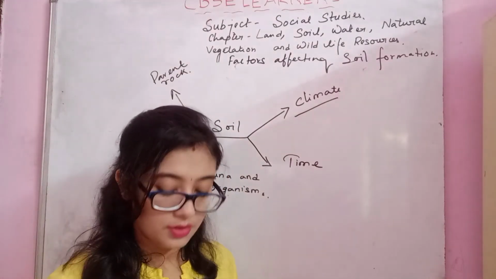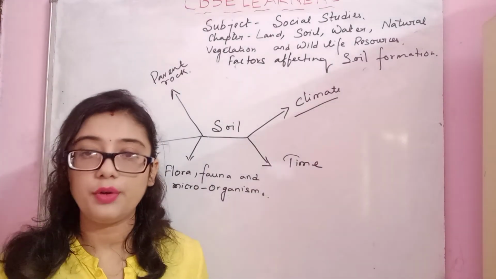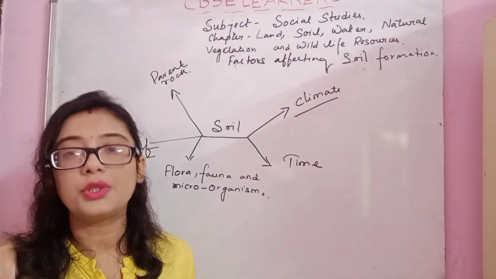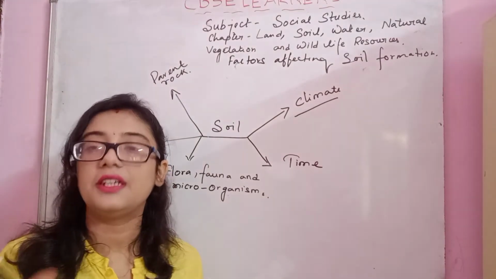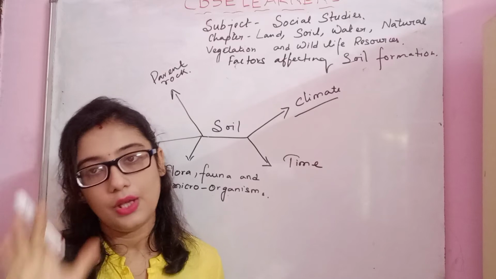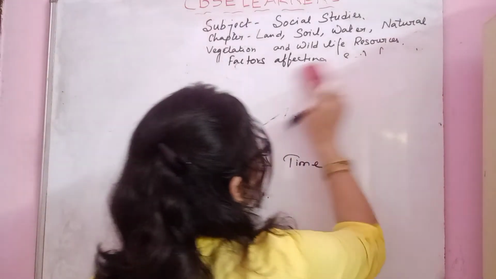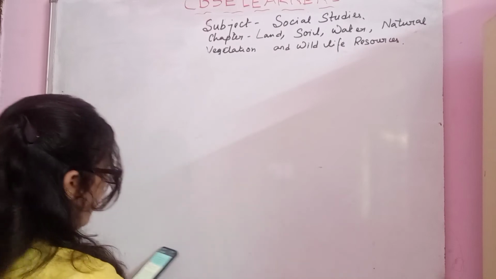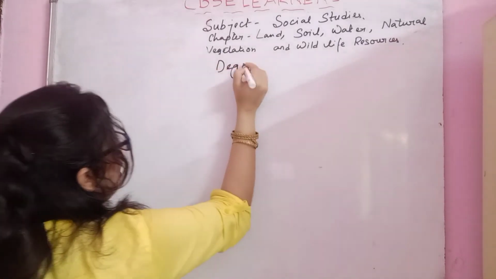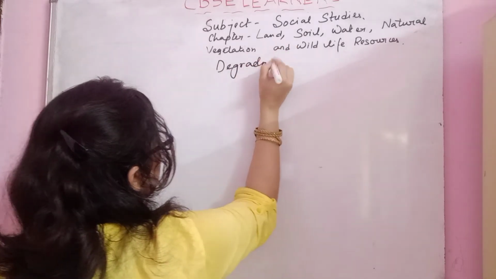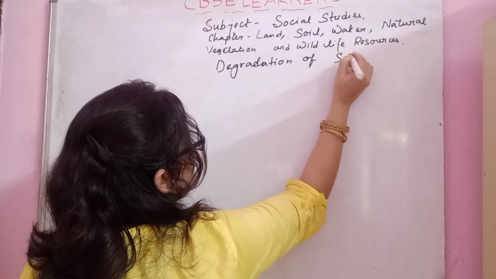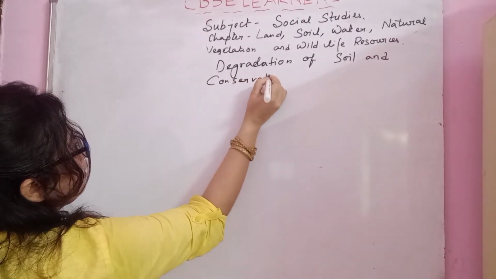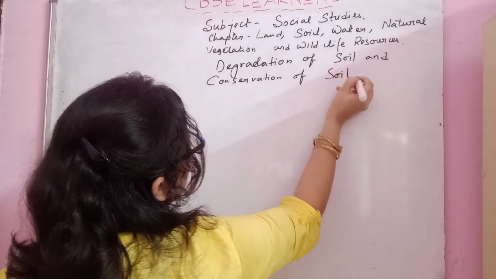Degradation of soil and conservation measures. I hope everything is clear to you about soil factors. Now it comes after everything, landslides and everything. The ultimate thing is how to conserve the soil: how to conserve the environment, how to conserve land, how to conserve soil. Now how to conserve the soil and how to stop the degradation of soil. So our next topic is degradation of soil and conservation of soil.